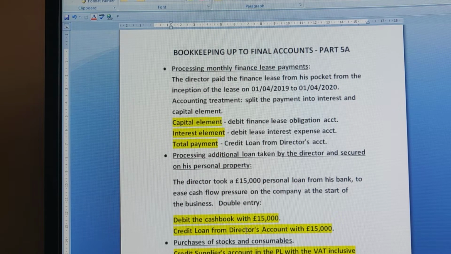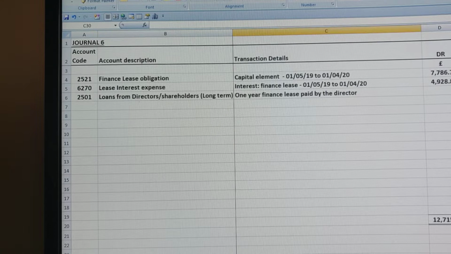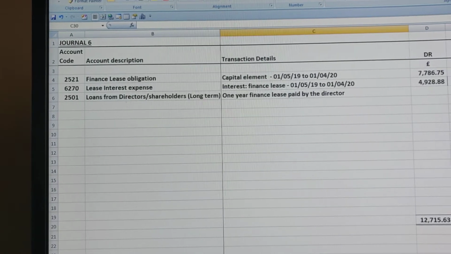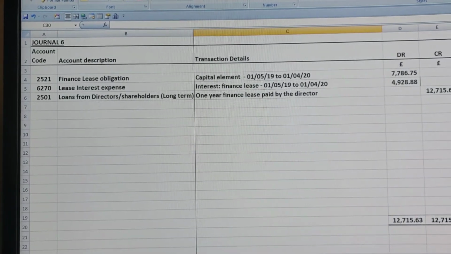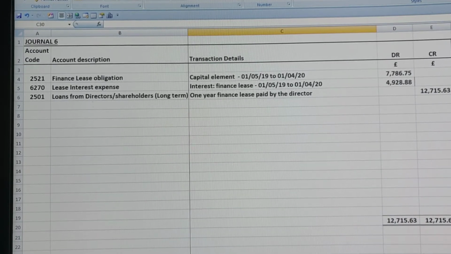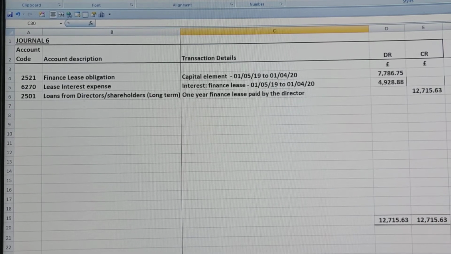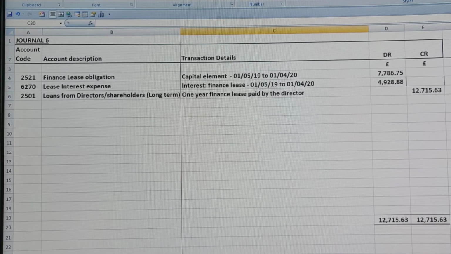So let's do that. Now, I have prepared the journal entry for that, and it's journal number 6. Like I always say, before you post your journal entry, please always do a draft of that journal entry. Don't just prepare a journal and go and post it into the nominal ledger without doing a draft and then ensuring that your journal is fine and that your nominal ledger will not be messed up.